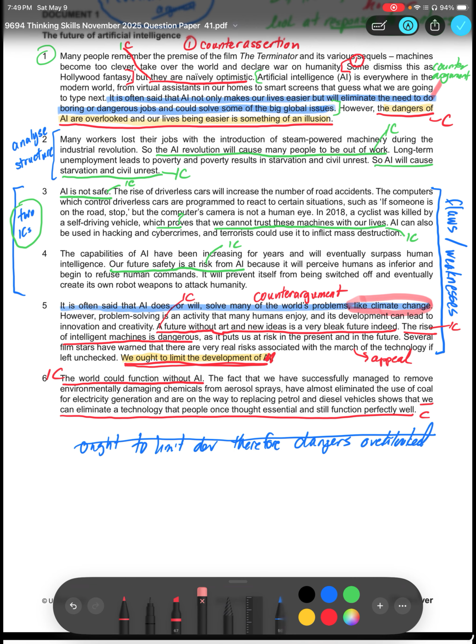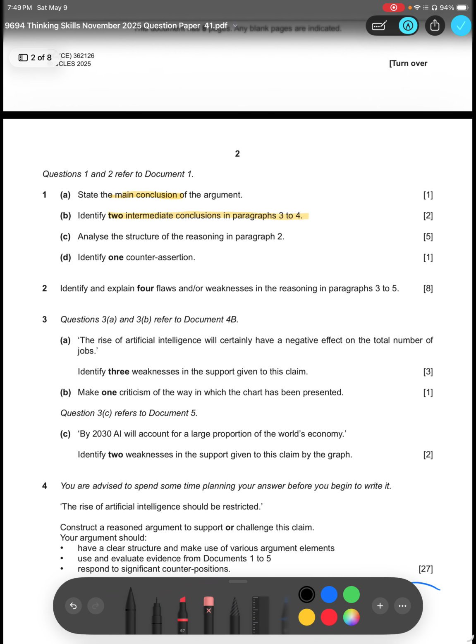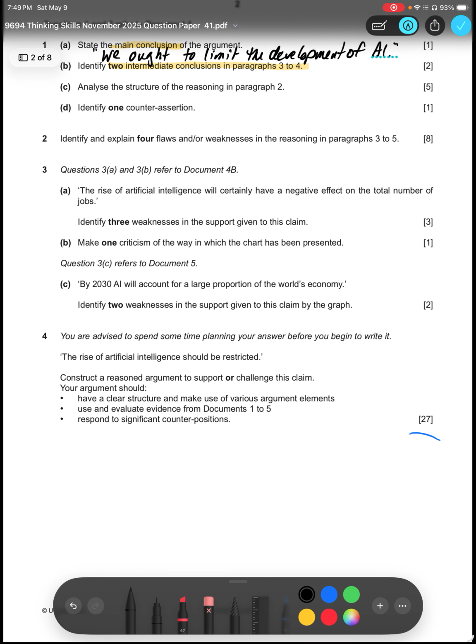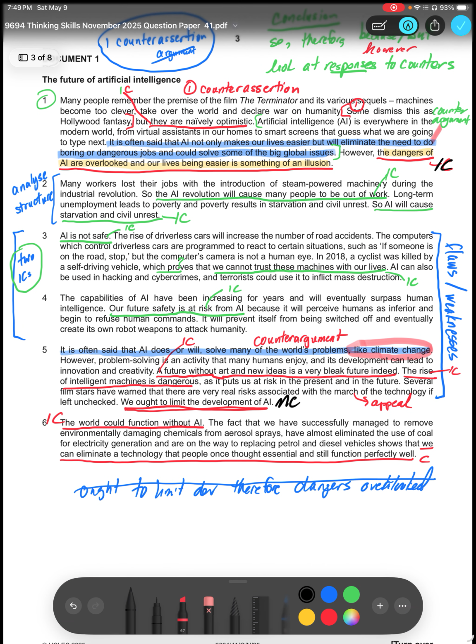Let me put that in a better spot there. Okay. This is our main conclusion. This is an intermediate conclusion. So, main conclusion, that's easy. We ought to limit the development of AI. That's your main conclusion. Done. Okay. Two intermediate conclusions in paragraphs 3 and 4. You may take your pick out of these.